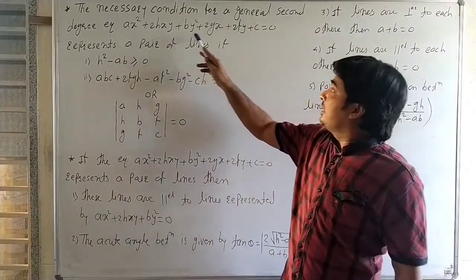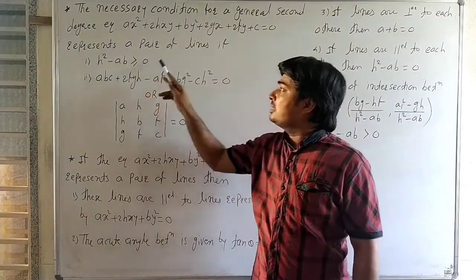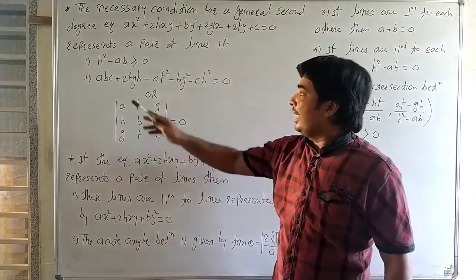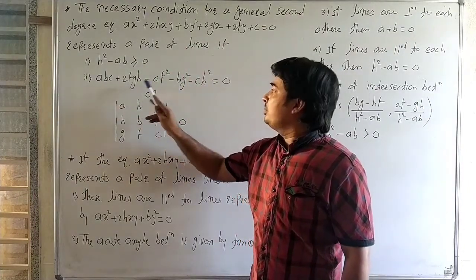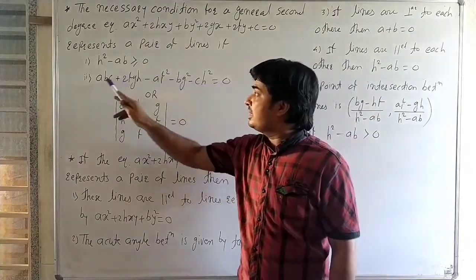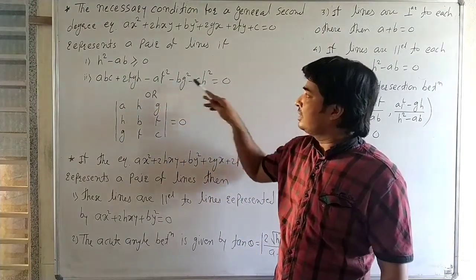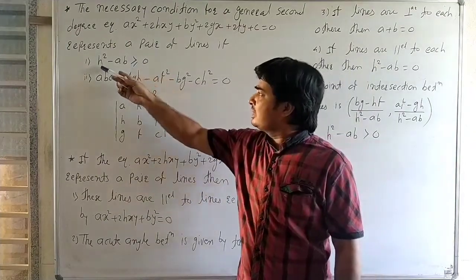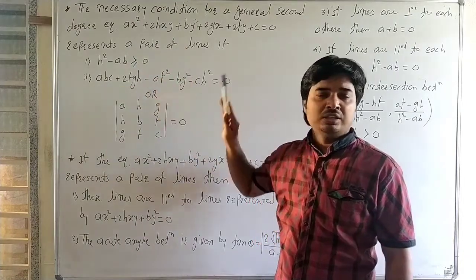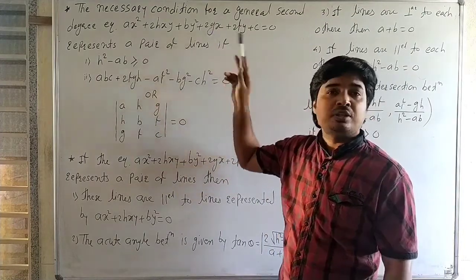The general second degree equation represents a pair of lines if h square minus ab is greater than or equal to 0, that is, the lines are real, and abc plus 2fgh minus af square minus bg square minus ch square equals 0. If this condition is satisfied, then the equation represents a pair of lines. If h square minus ab is less than 0, there is no pair of lines.